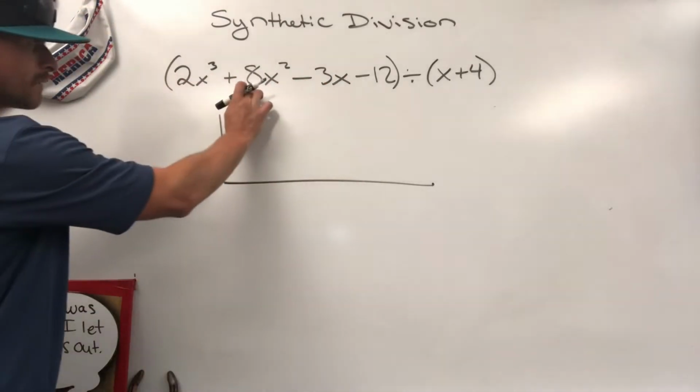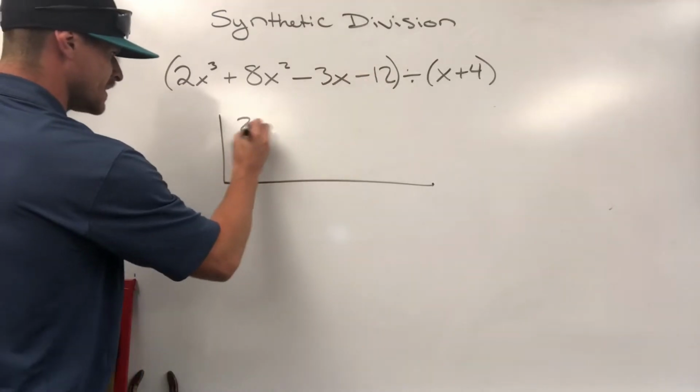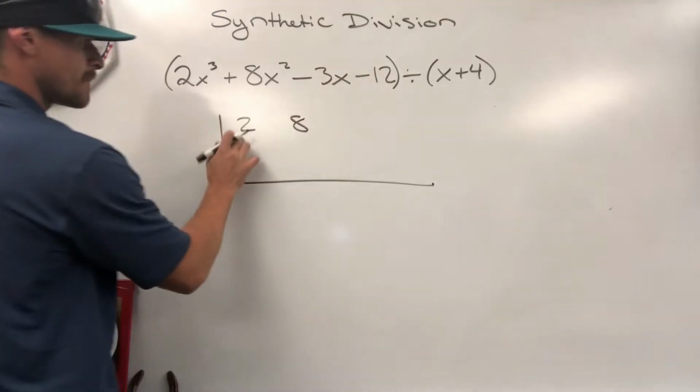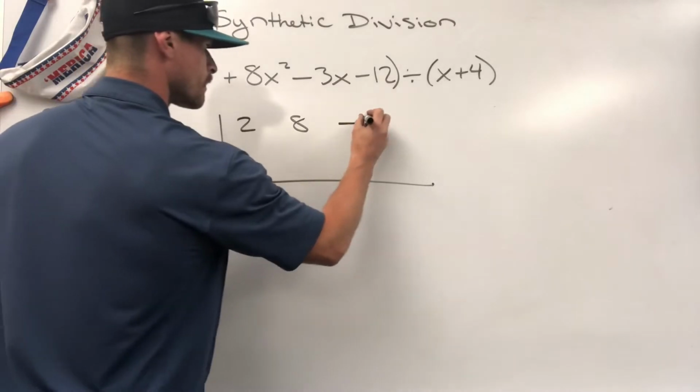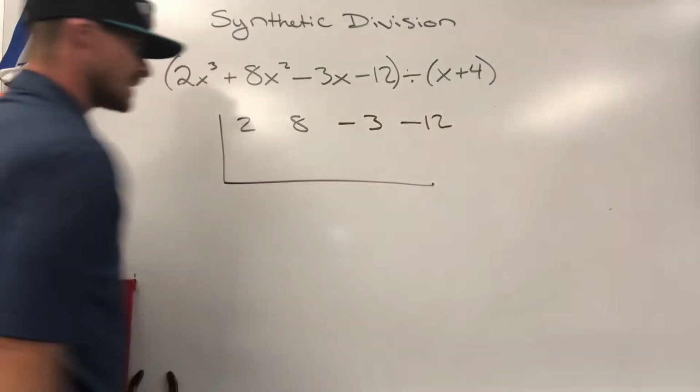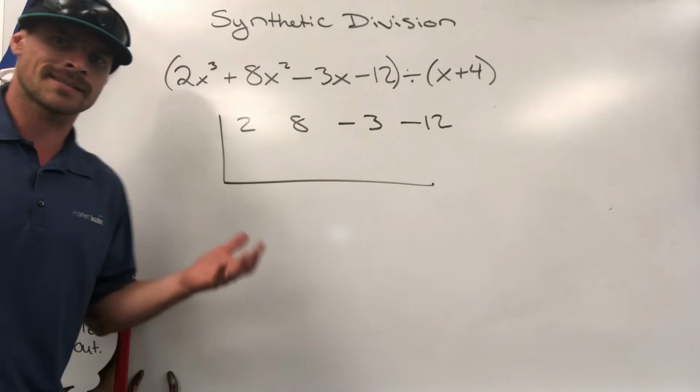That's the number in front of the x. And you're going to write it down inside. Keep them separated, just like that. Now, what number do you think is going to go on the outside?